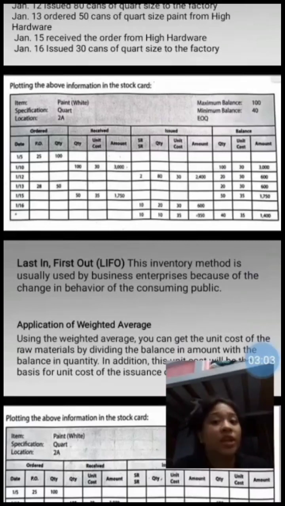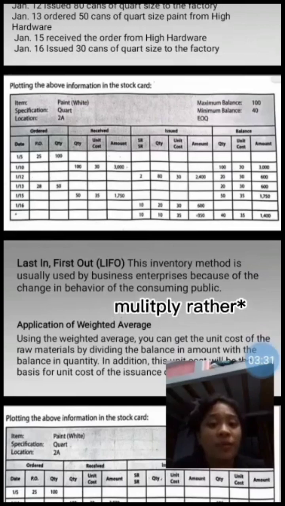On January 13, you ordered 50 cans of quart-size paint from High Hardware. So, lahi na ang hardware imuhang gi-orderan. And, ang iyahang unit cost is 35. So, pagka January 15, na-receive na nimo imong order. So 50 times 35 is 1,750, and your remaining balance is 50 pieces at 35.